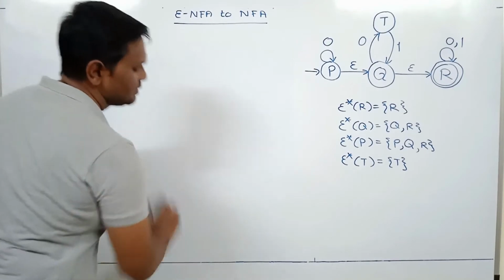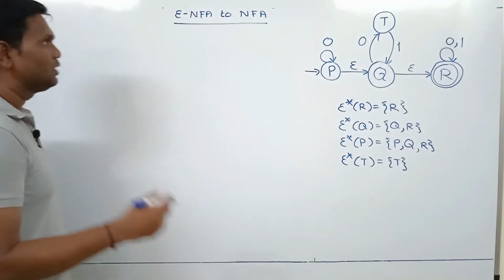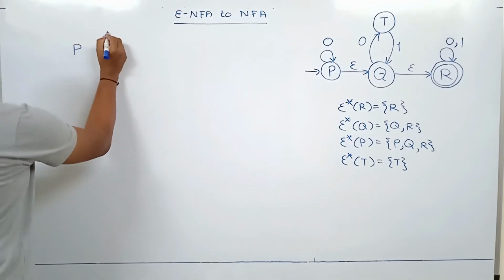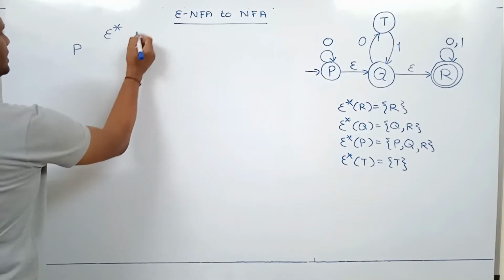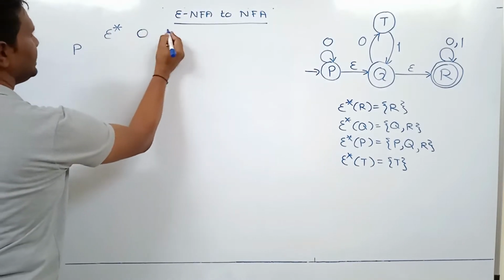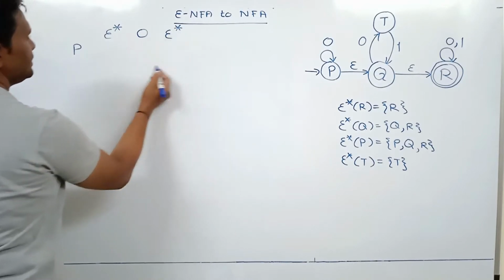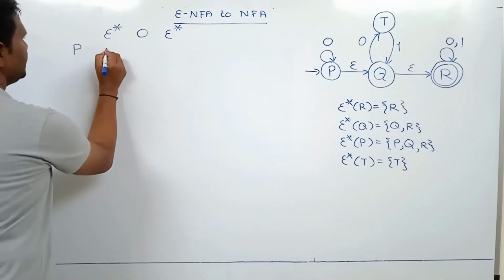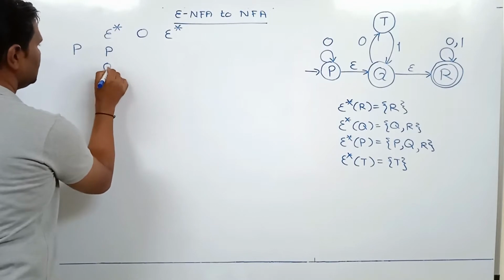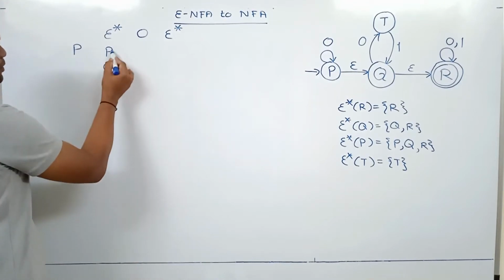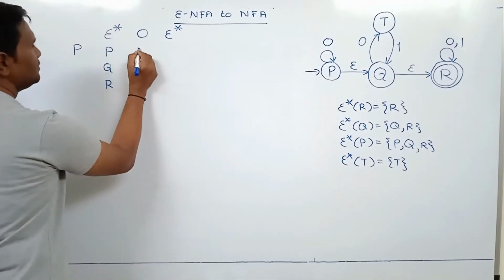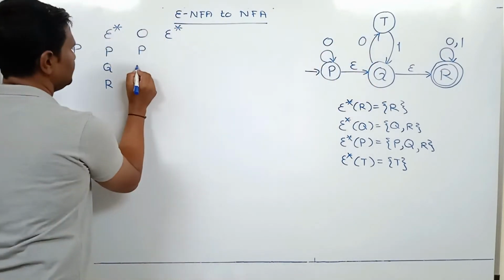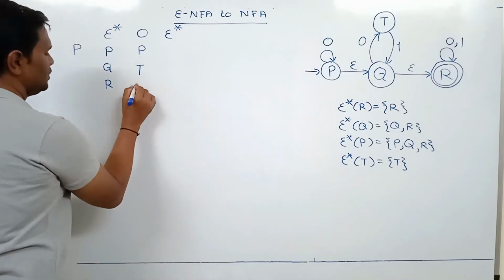Now we will start calculating the transition table for NFA without epsilon transitions. First consider state P. For P, first we consider epsilon closure, then we consider transitions on 0, and then again epsilon closure of these transition states. Epsilon closure of P contains P, Q and R, so here we write P, Q and R. Now P on 0 goes to P, Q on 0 goes to T, R on 0 goes to R.